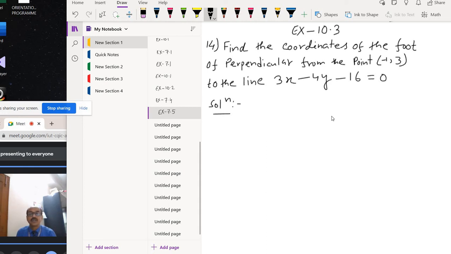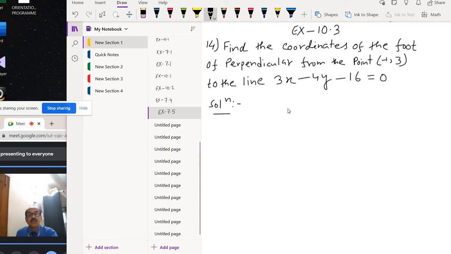Good morning. Chapter Straight Lines, exercise 10.3, question number 14. The question is, find the coordinates of the foot of perpendicular from the point (-1, 3) to the line 3x minus 4y minus 16 equal to 0.